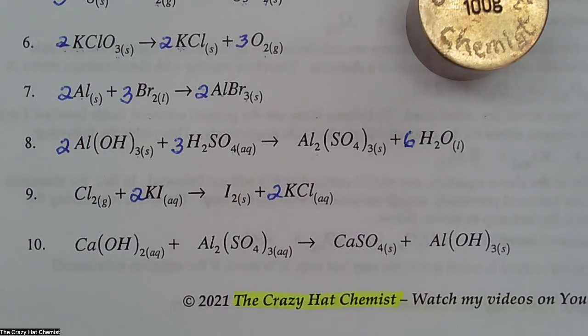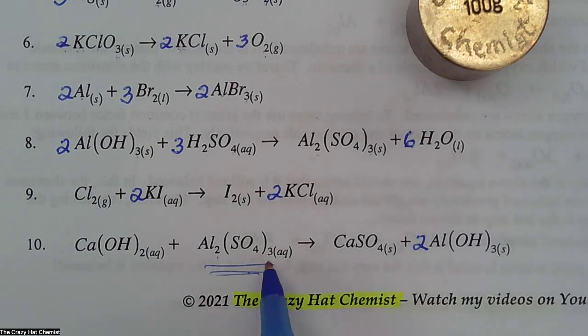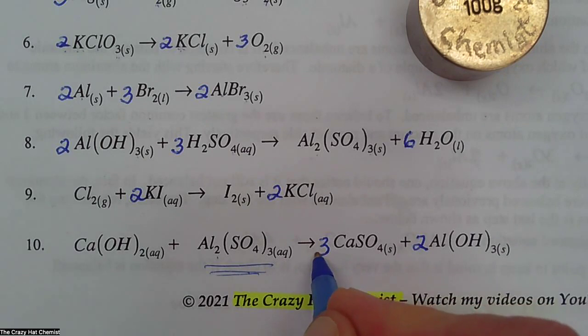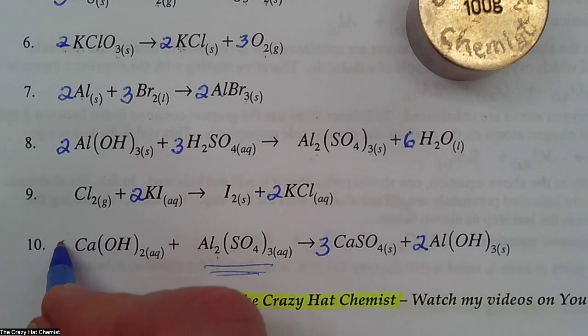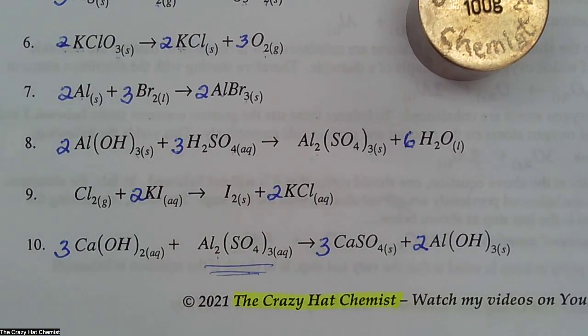All right, we have one more problem to balance. Calcium hydroxide plus aluminum sulfate produces calcium sulfate and aluminum hydroxide. I'm going to start off with this most complex formula of aluminum sulfate. There are 2 aluminums here on the reactant side. I'm going to place a 2 in front of the aluminum hydroxide. There are 3 sulfurs on this reactant side. I'm going to place a 3 in front of the calcium sulfate. And then there are 3 calciums on this product side. I'm going to place a 3 in front of the calcium hydroxide.